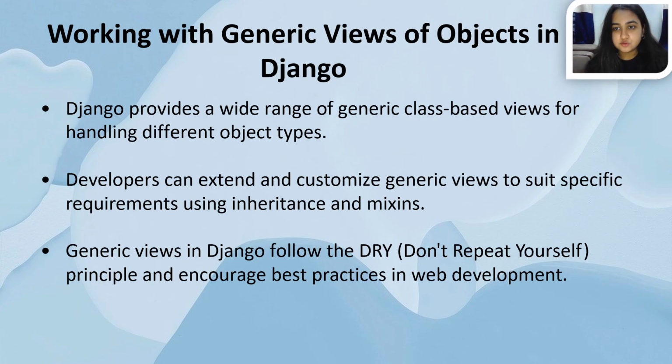Working with generic views of objects in Django. Django provides a wide range of generic class-based views for handling different object types. Developers can extend and customize generic views to suit specific requirements using inheritance and mixins. Generic views in Django follow the don't repeat yourself principle and encourage best practices in web development.